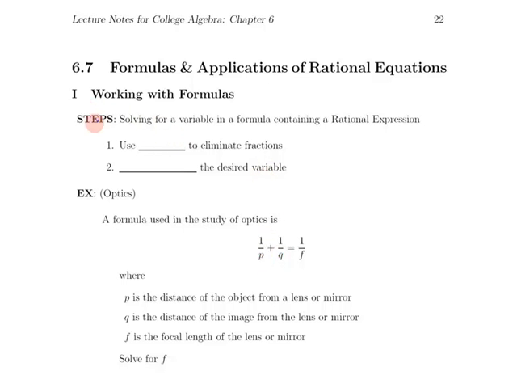So in Roman numeral 1 of section 6.7, we're talking about the steps to solving for a variable in a formula containing a rational expression. You're going to use the LCD in the same way that we used LCDs to solve equations that had only one variable. If there are multiple variables, same strategy. Find the LCD, use that to eliminate the fractions, and then get the desired variable by itself. That is, isolate the desired variable. So let's take a look at this example that we see right here.